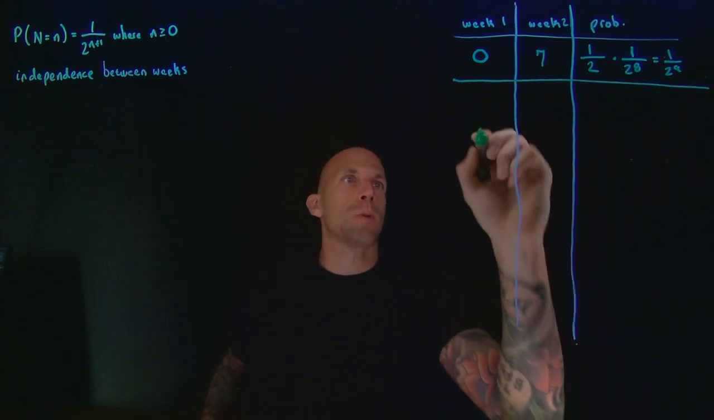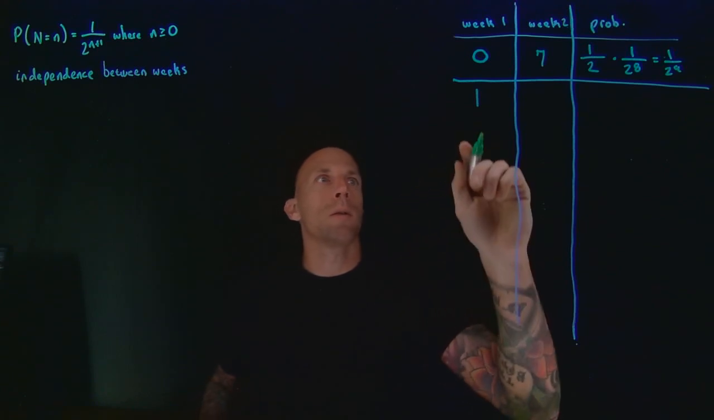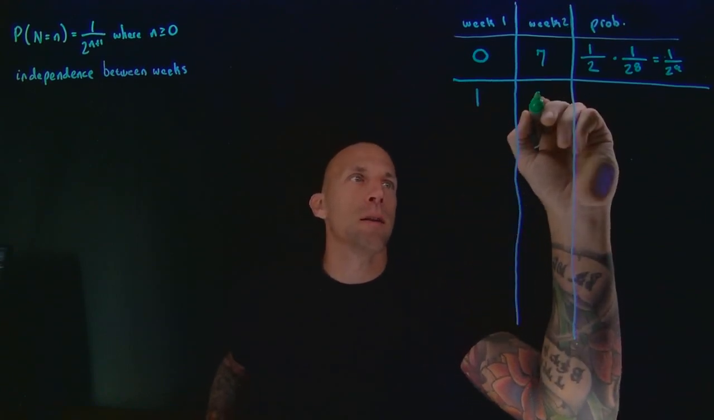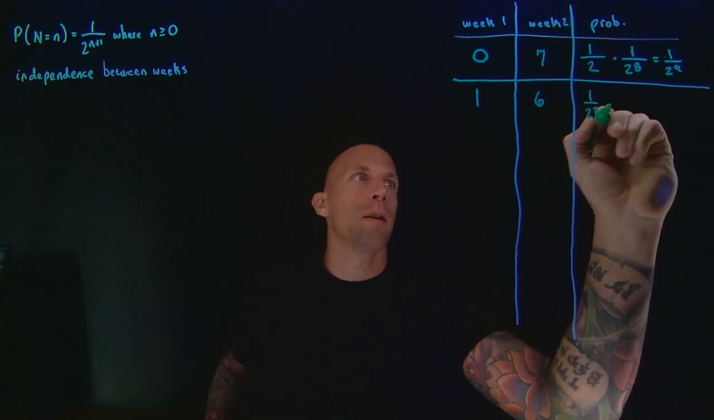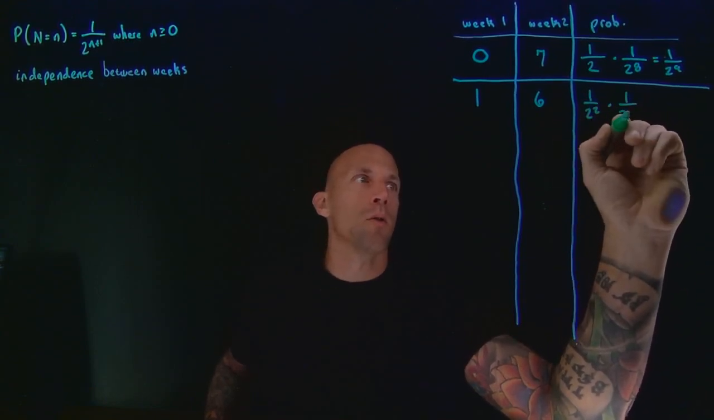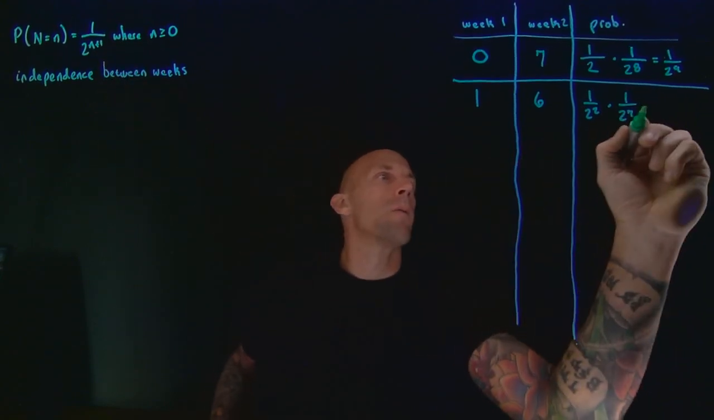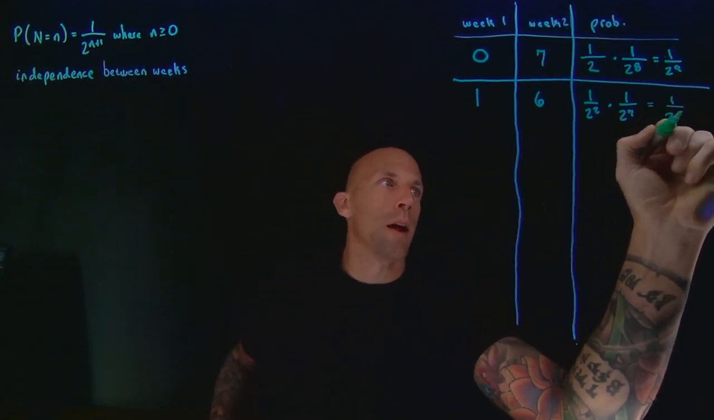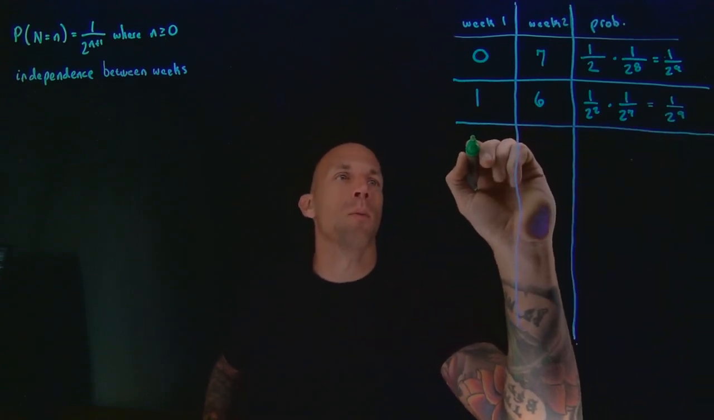Let's check out the next case. We could have 1 claim in week 1 and 6 claims in week 2. That would be 1 over 2 squared times 1 over 2 to the 7th. Again, just substituting in, 1 over 2 to the 9th. And you may think you see the pattern here. Let's do one more to be sure.